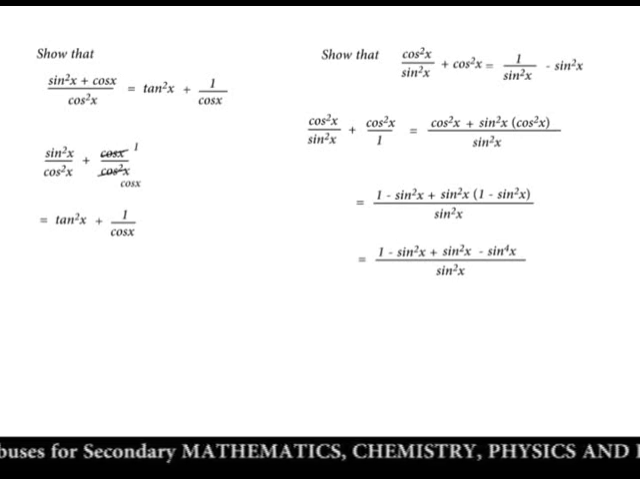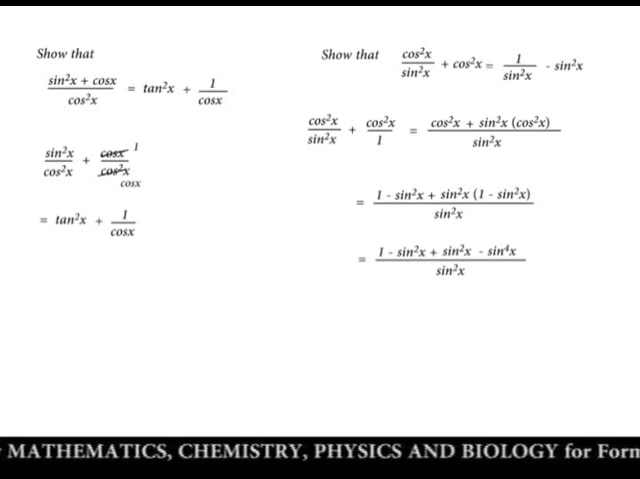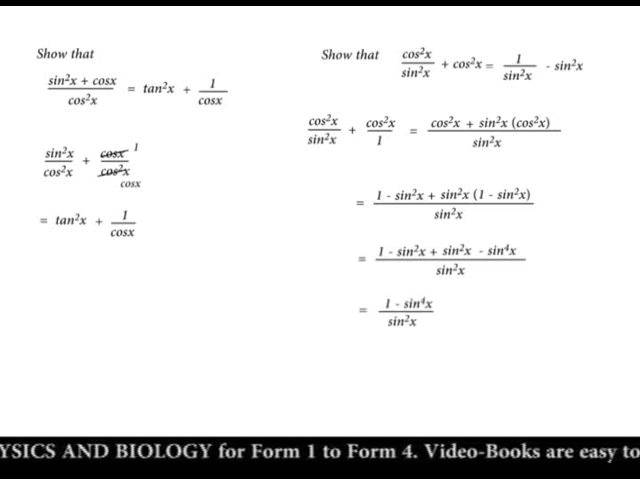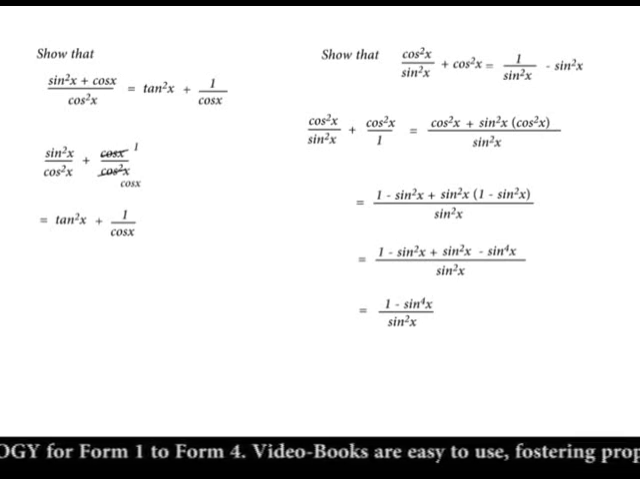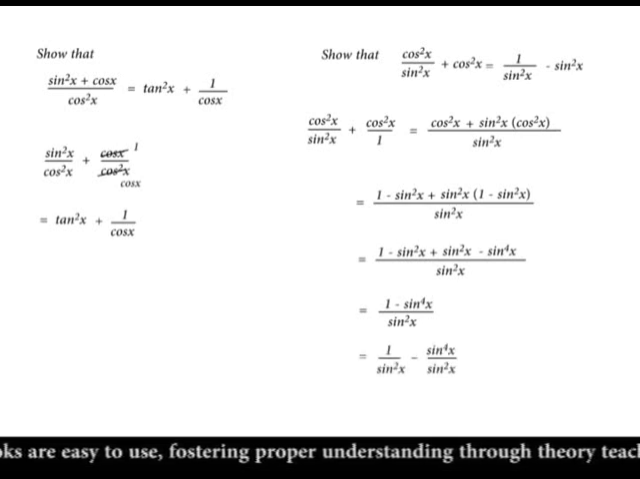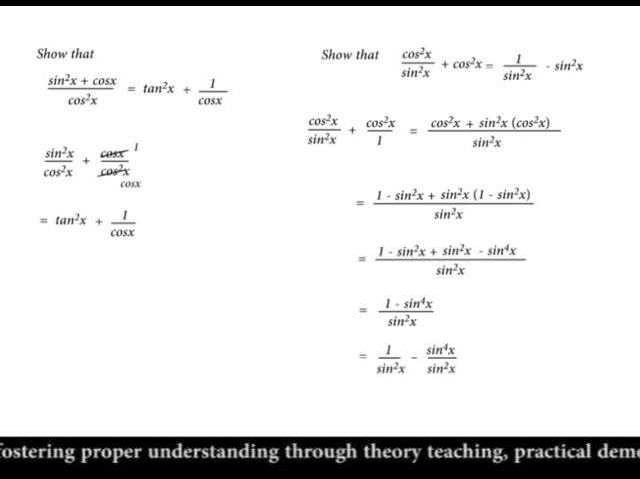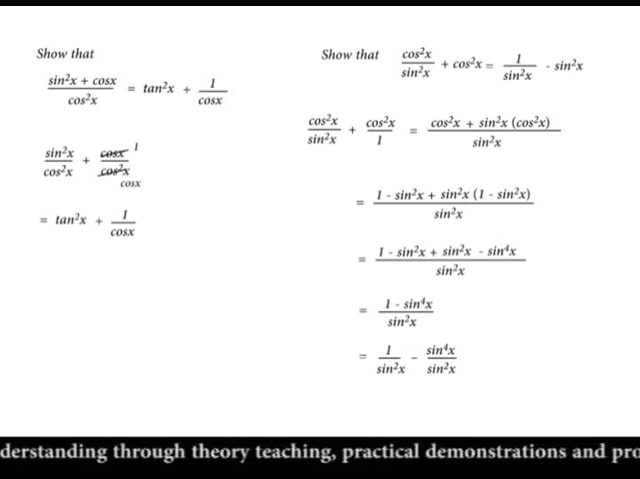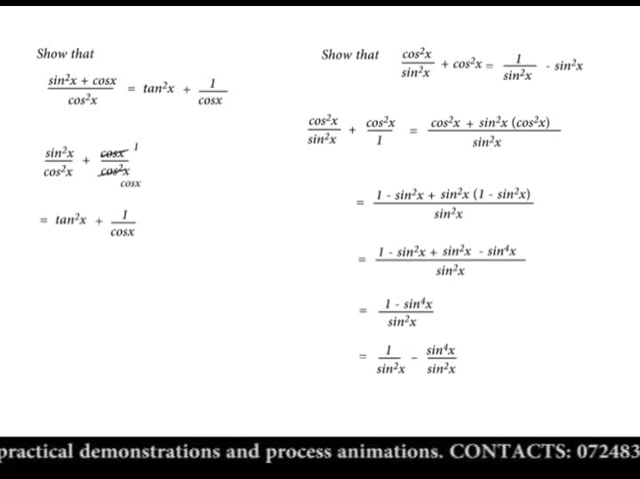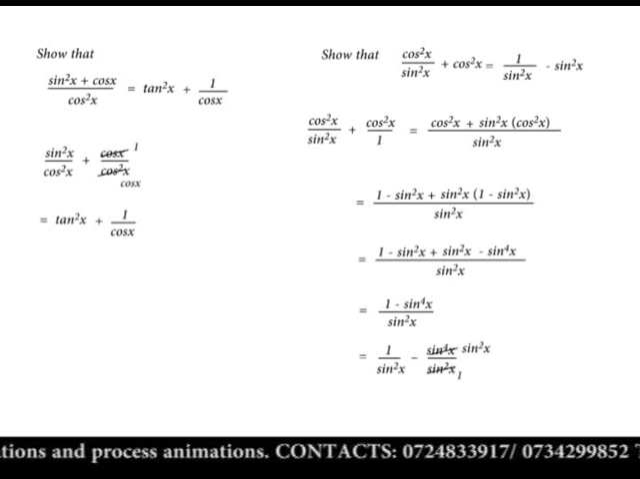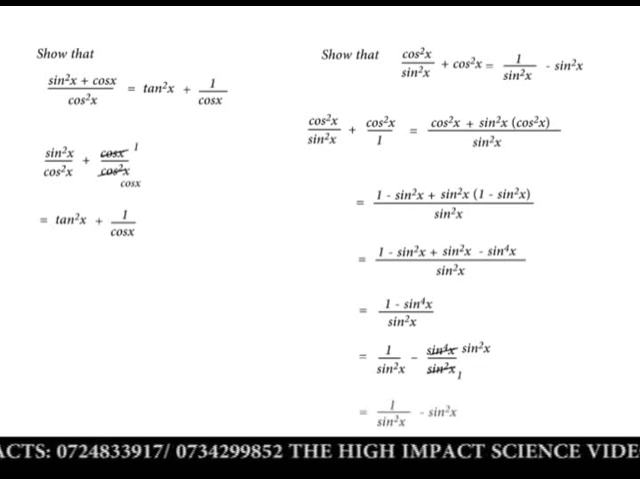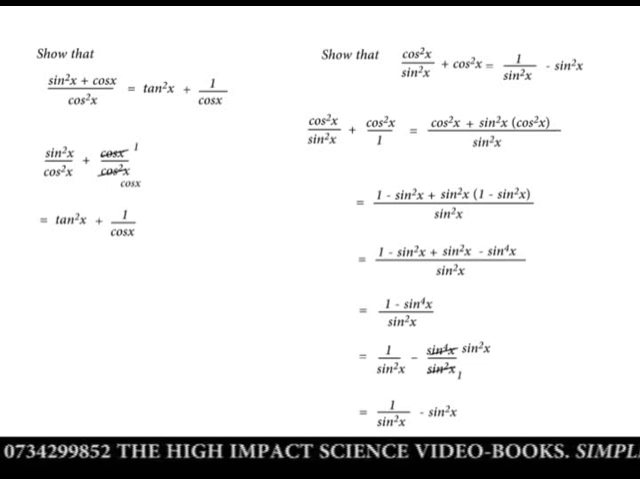Minus sin squared x plus sin squared x is 0. So we shall remain with 1 minus sin to power 4 x over sin squared x. We break that into distinct fractions, and we shall have 1 over sin squared x minus sin to power 4 x over sin squared x. Sin squared x will divide into sin squared x once and into sin to power 4 x sin squared x times, and so we shall remain with 1 over sin squared x minus sin squared x.